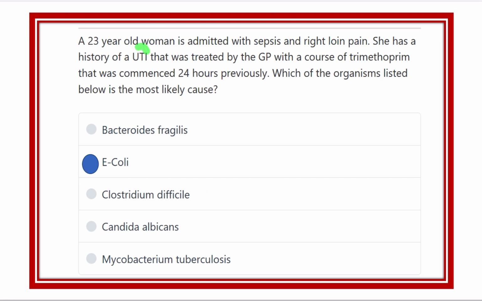So as it is a UTI in a female, because she developed sepsis and right loin pain, in this condition the organism is E. coli. Other options here such as Bacteroides fragilis are not true. Clostridium difficile causes pathology in the gastrointestinal system. Candida albicans can cause it, but in case of immunocompromised patients. Mycobacterium tuberculosis is usually not related to UTI.